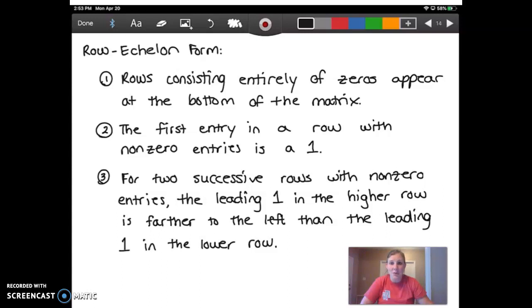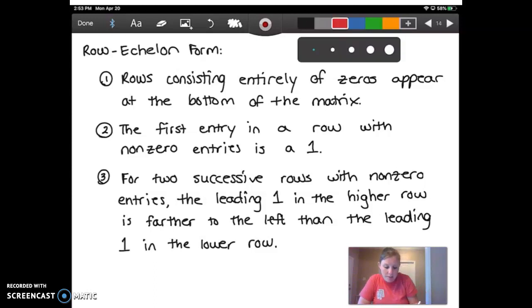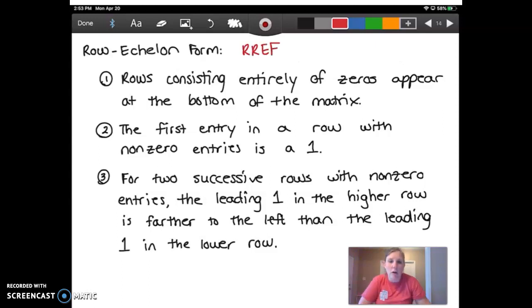Hey guys, so this is a continuation of chapter 6, section 1. This is getting ready for example 3, and this is actually talking about row echelon form, specifically reduced row echelon form, which you're going to see a little bit whenever we're talking about matrices. In your calculator, when you see this, you're going to see it as RREF.